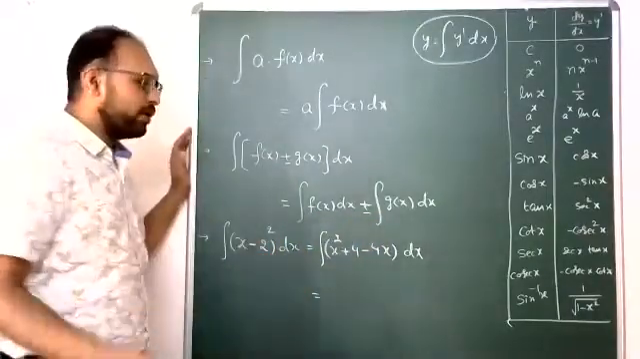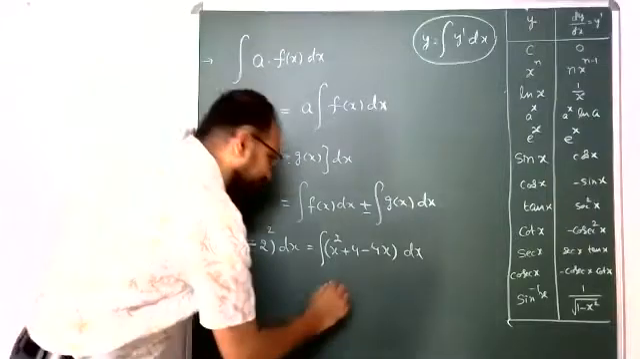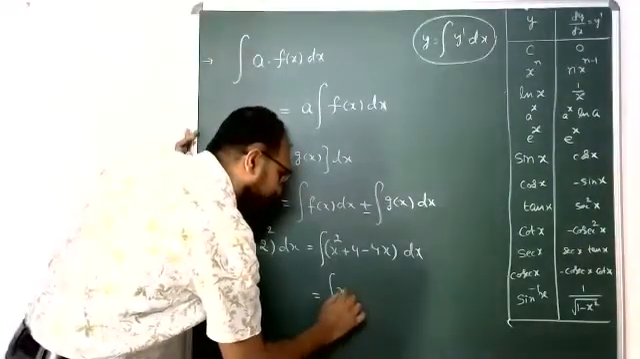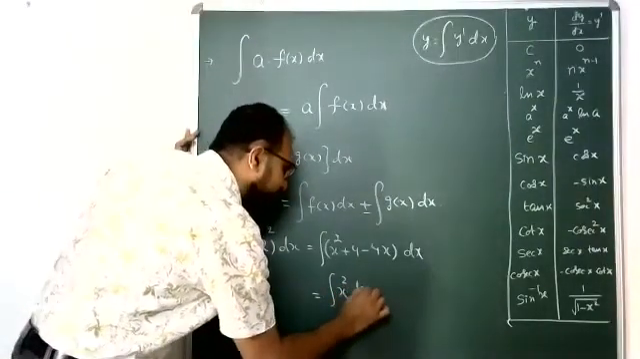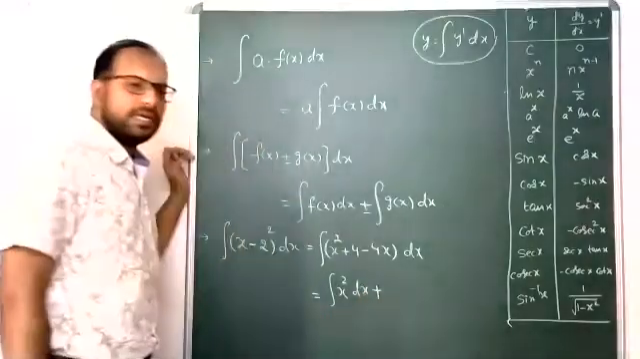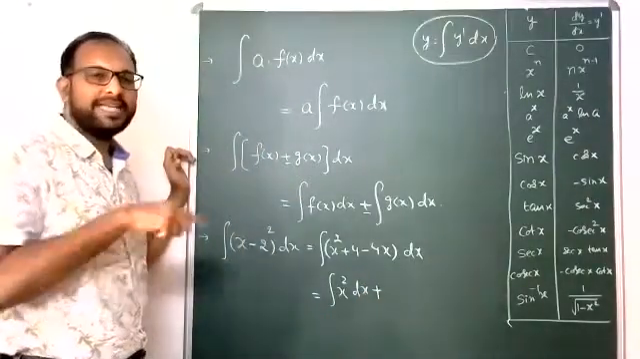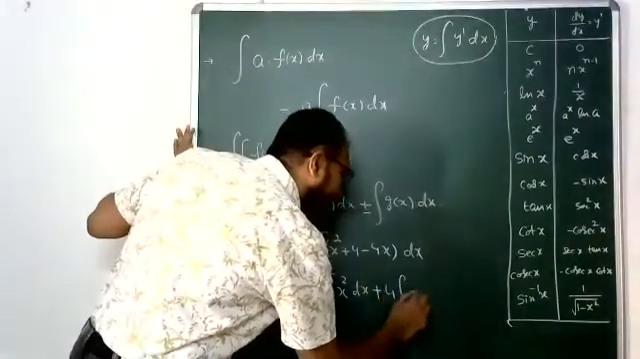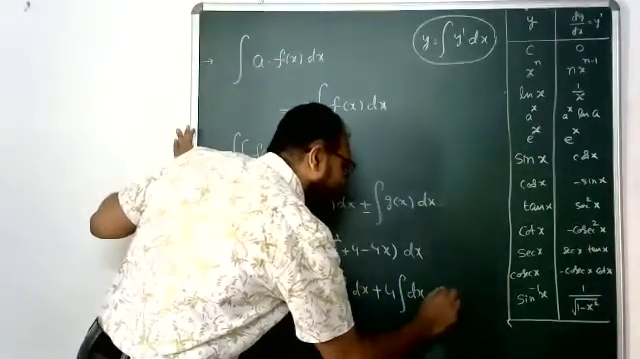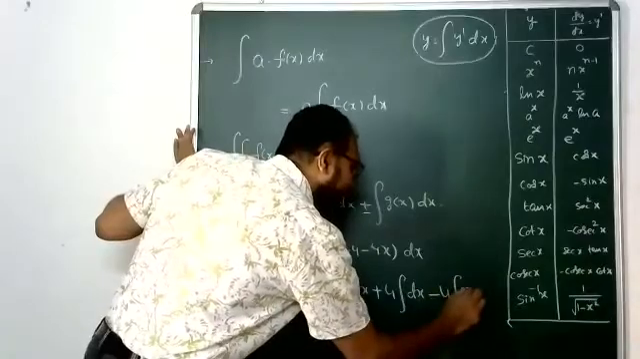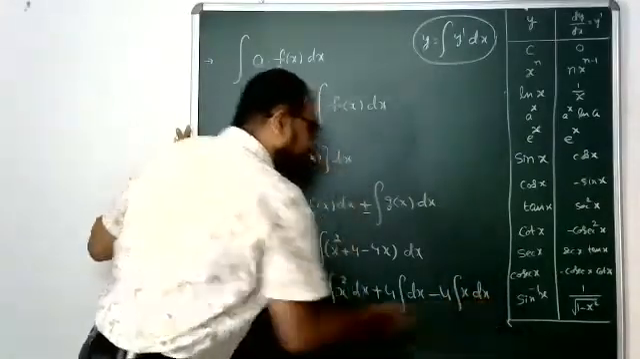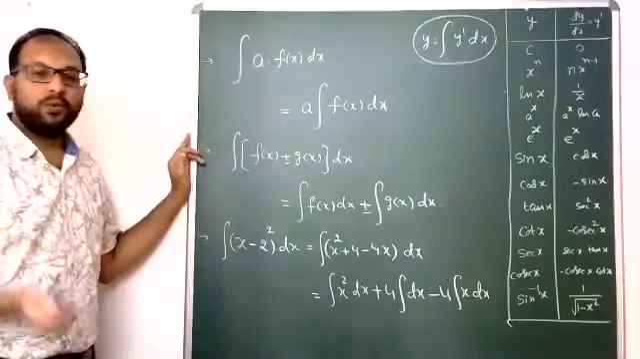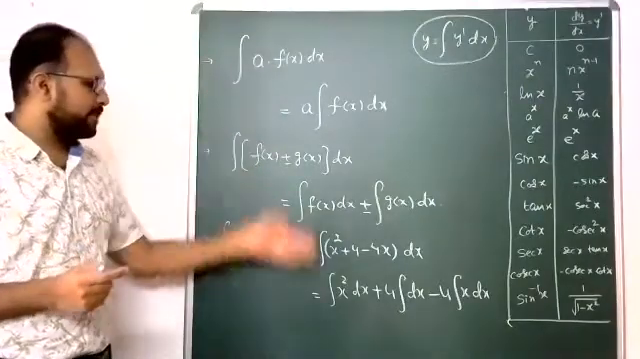Yes, first x square only. Otherwise, I will write here because it is the first problem: integral x square dx plus, students, 4. 4 is a constant, so take it outside: 4 integral dx minus 4 integral x dx. Here, which principle did I use? Rule number 2 and also rule number 1 I used.